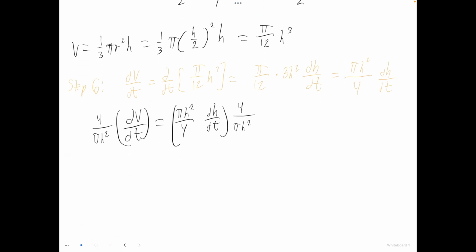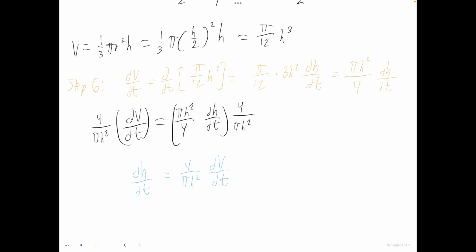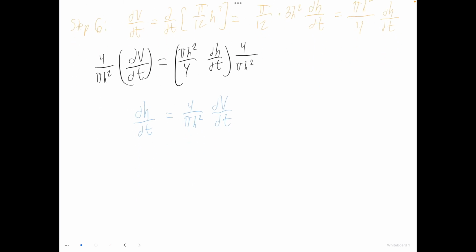And so this gives us our relationship of dh over dt equals 4 over pi h squared. And so that's a relationship of dv over dt. So this is a relationship between the rate h is changing and the rate v is changing at. So now what we're going to do is plug in the information that we have. So that is step 7. We're just going to plug in the information that we know.